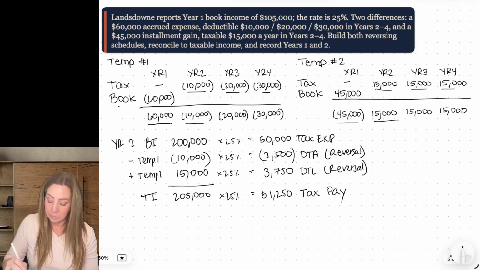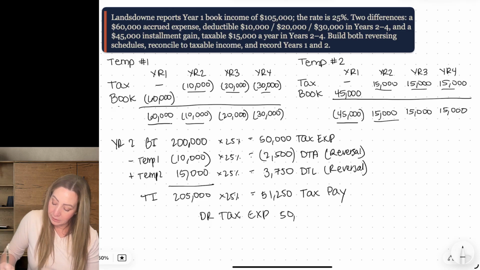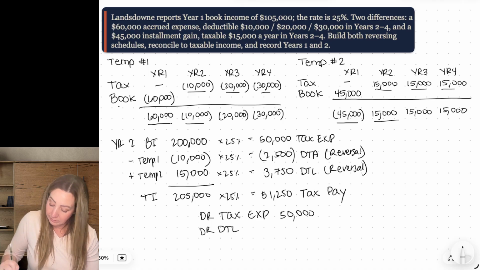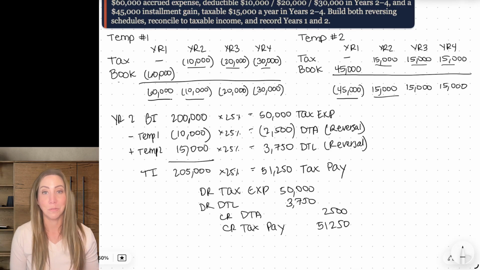And so from this point, I can simply debit tax expense for $50,000. And I'm going to debit my DTL instead of credit. So I'm going to debit my DTL for $3,750, and I'm going to credit my DTA for $2,500, and credit tax payable for $51,250. So that's the journal entry in a reversing year. There's the originating year when the temporary differences arise, and the reversing year when we see that flip between book income and taxable income.